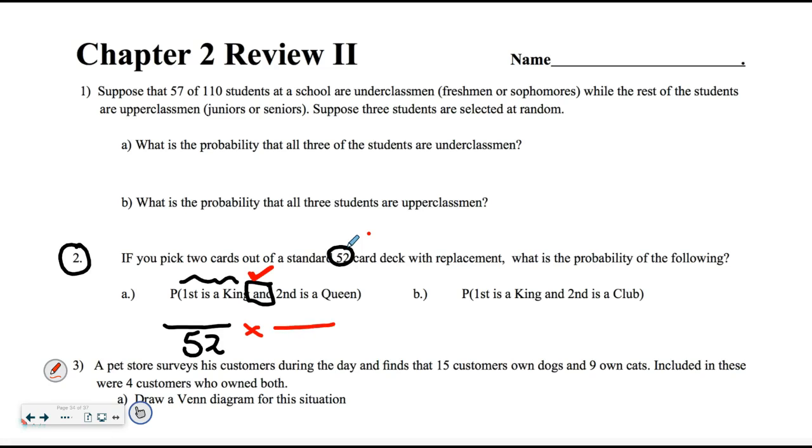And both of these are about cards. But before you put a 52 on the bottom, you have to see if you're putting the card back in the deck. And this one says with replacement. So whatever you picked first goes back in the deck. So that gets to stay 52. If it said without replacement, what would I knock it down to? 51.